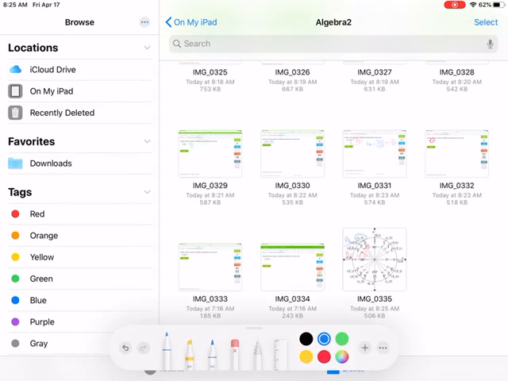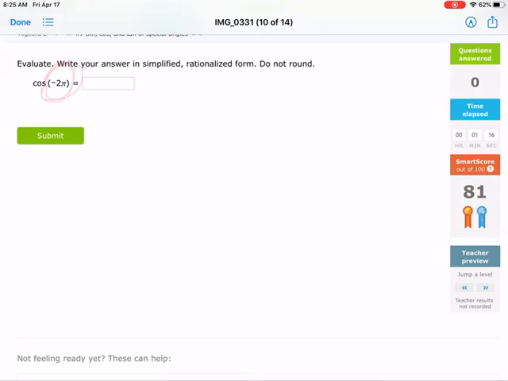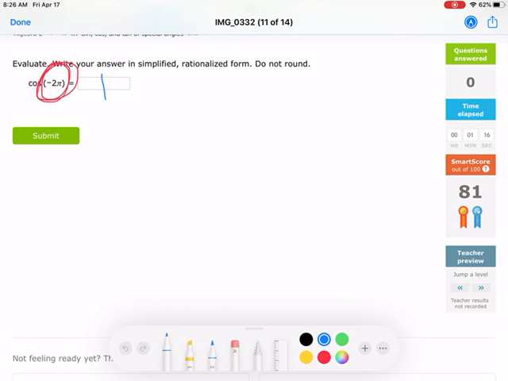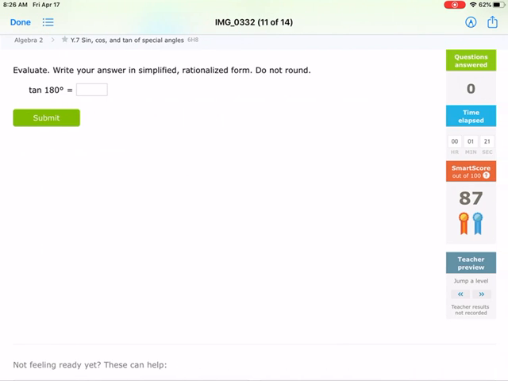So I'm just going to go back to my problem. It says, what's the cosine of negative 2 pi? Well, I just went full time around the circle. The coordinate's 1, 0. So the cosine is just 1. That's a nice, easy question. Submit. Done. Okay, very good.